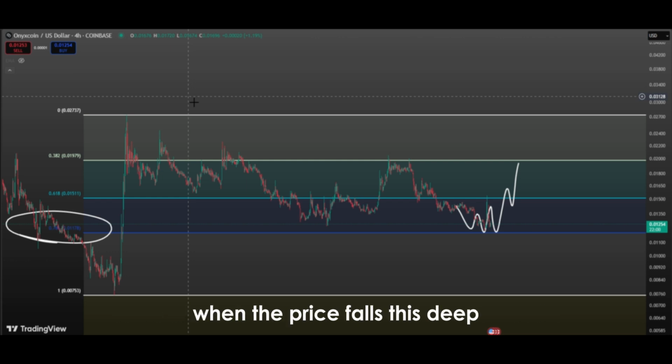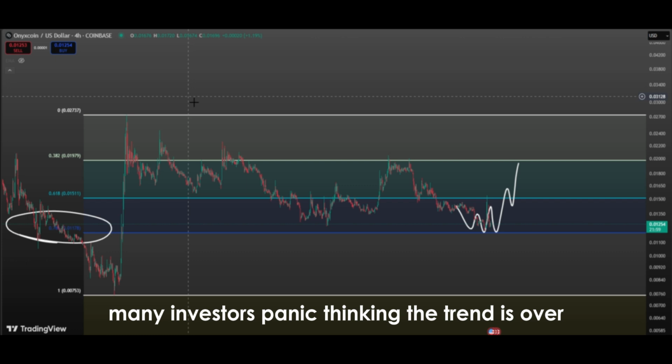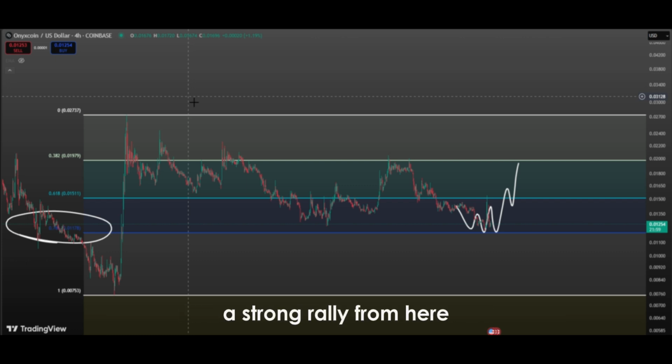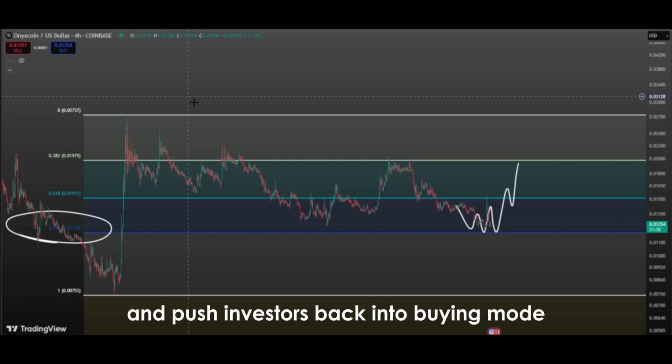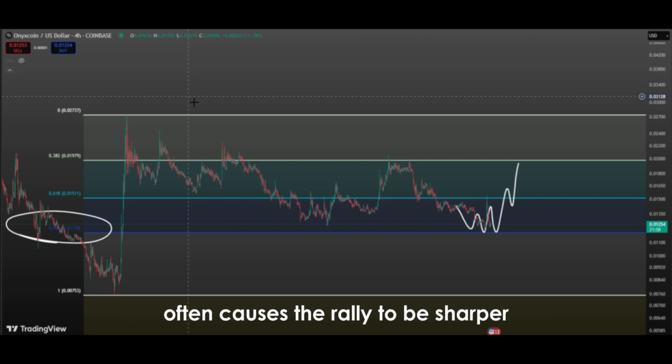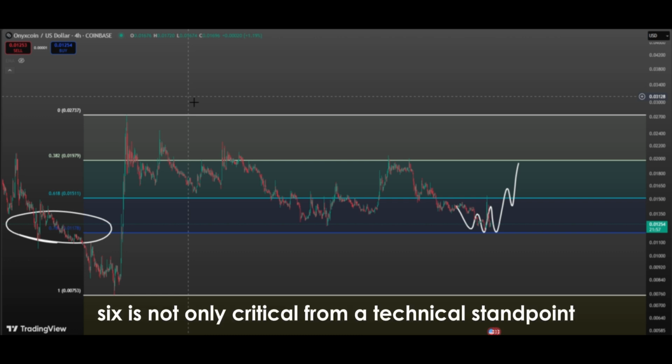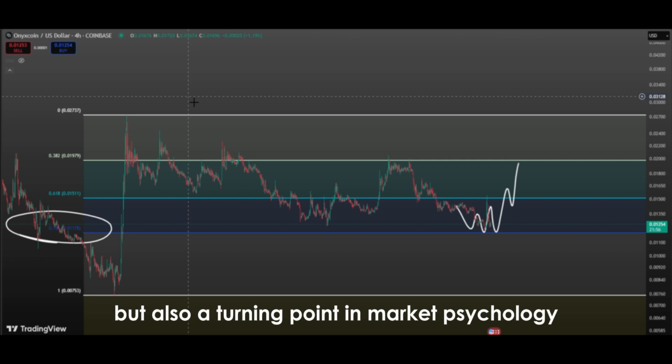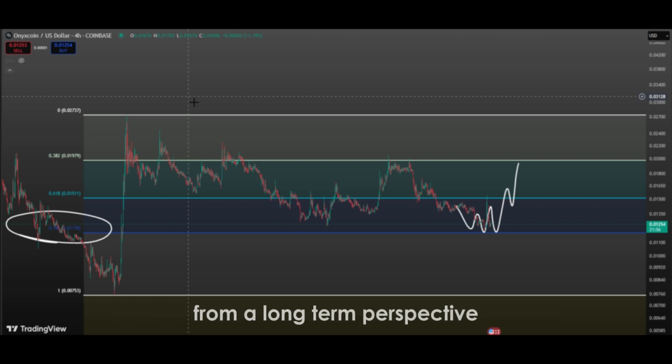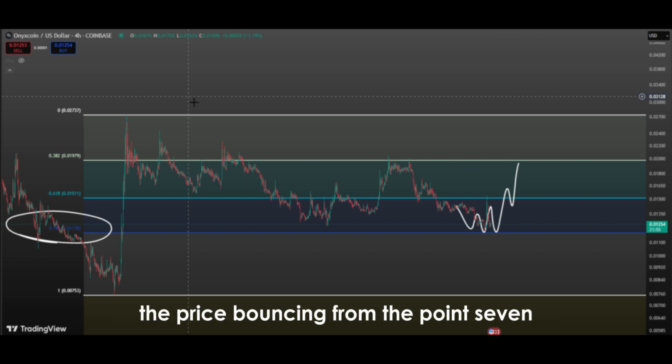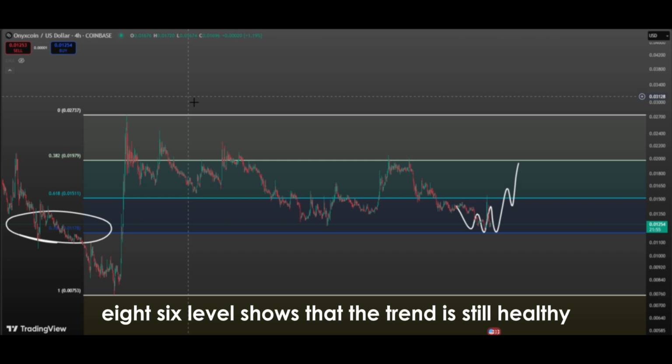A reversal from 0.786 is also very powerful psychologically. When the price falls this deep, many investors panic thinking the trend is over, the decline has begun. However, a strong rally from here can instantly break this pessimism and push investors back into buying mode. This psychological shift often causes the rally to be sharper and stronger. Thus, a bounce from 0.786 is not only critical from a technical standpoint, but also a turning point in market psychology.